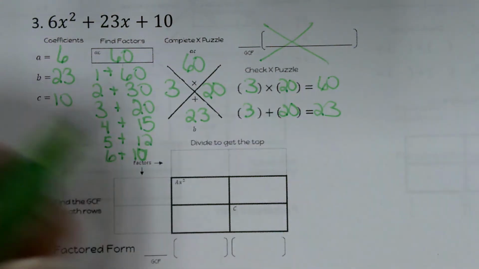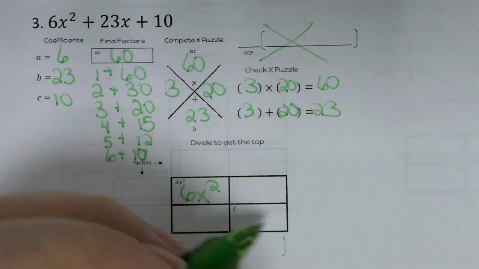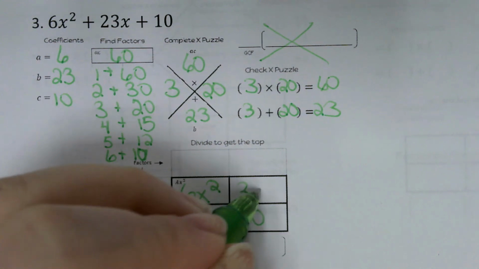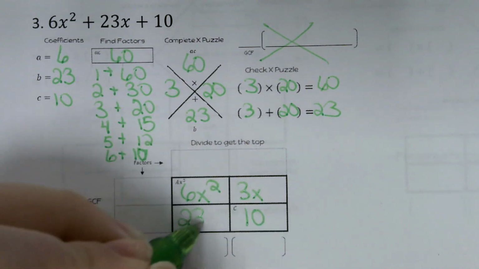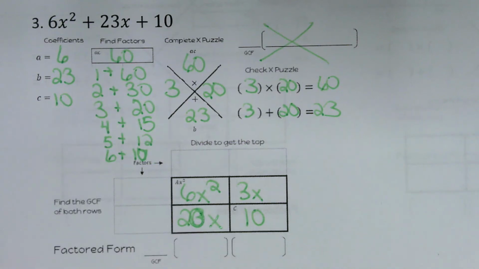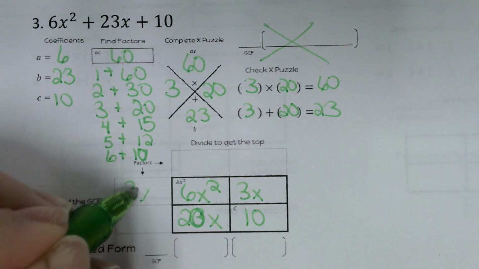The first term goes in the first box. The last term goes in the last box. And we'll have 3x and 20x to be our remaining boxes. What can I take out of the top row? A 3 and an x.